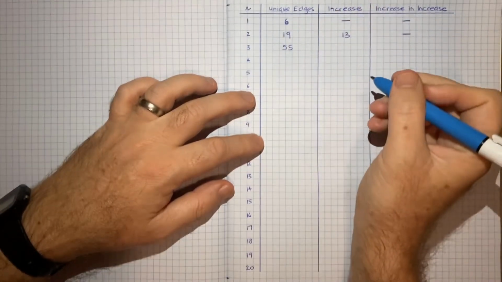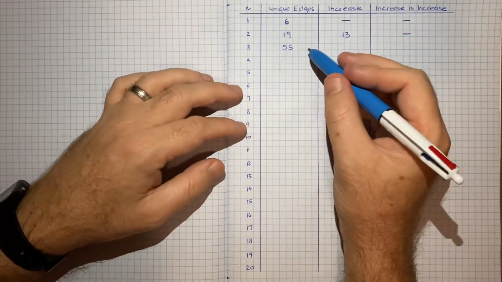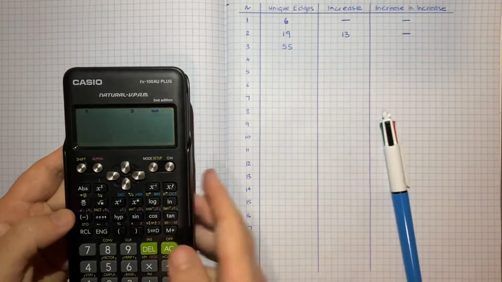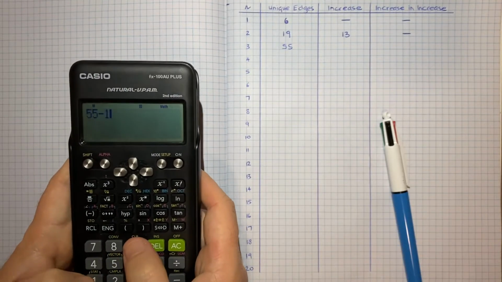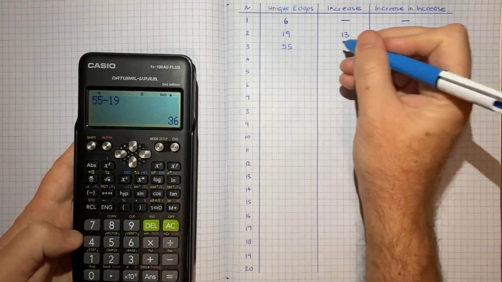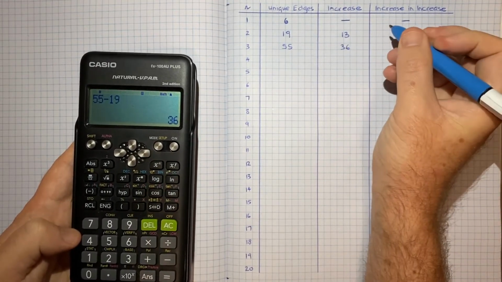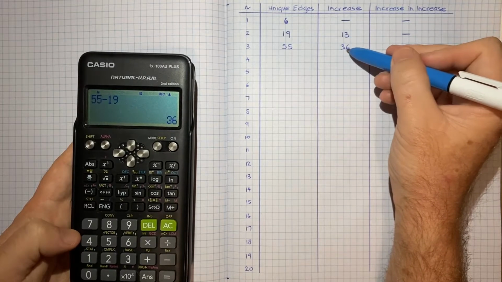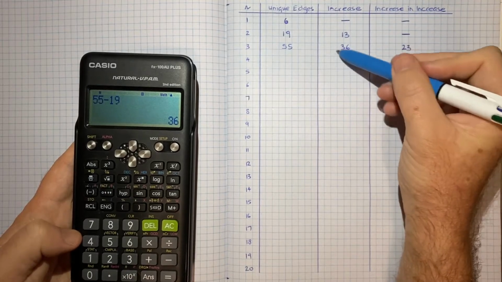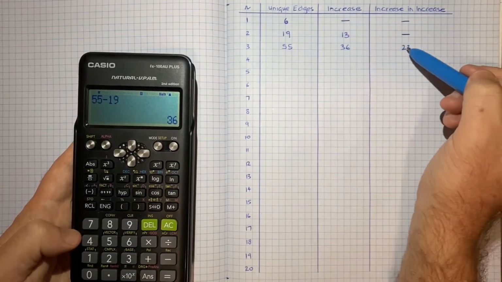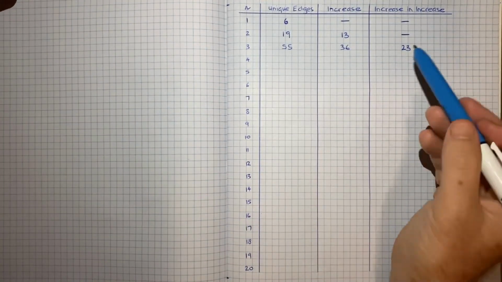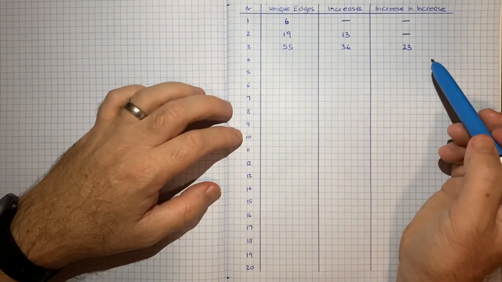55 unique edges. What is that as an increase? I might just get my calculator to make sure I don't mess this up. 55 minus 19 is 36. So that's an increase of 36. And to get from 13 to 36, you've essentially added 23. So the increase in our increases was 23. All right, so now let's keep going. There's no obvious patterns appearing yet.